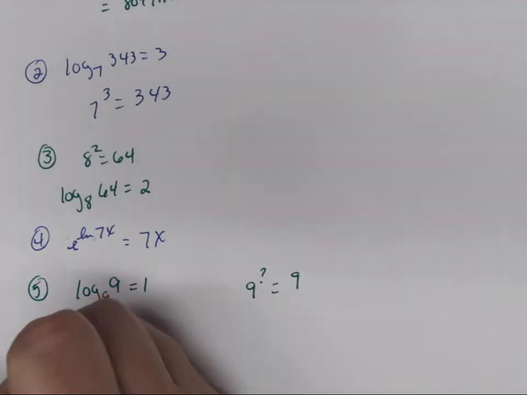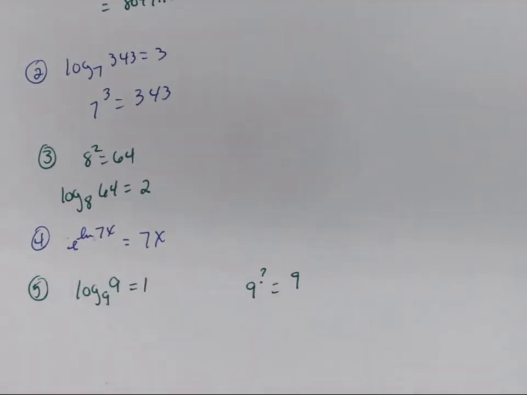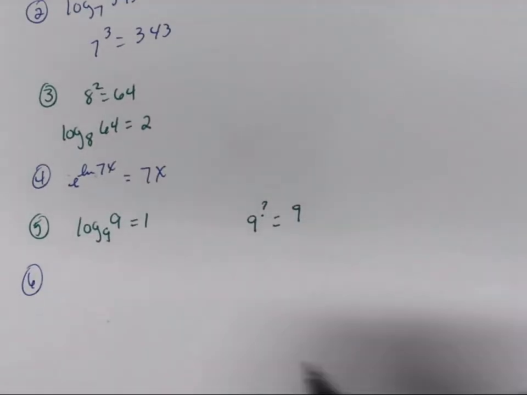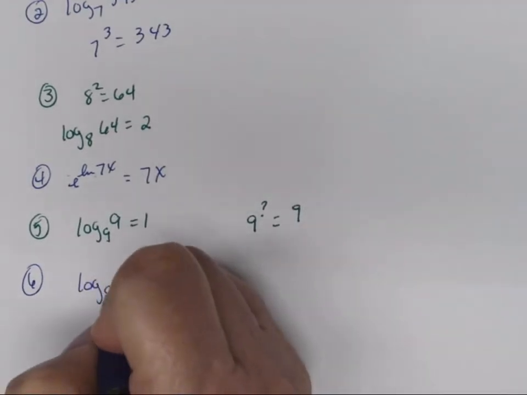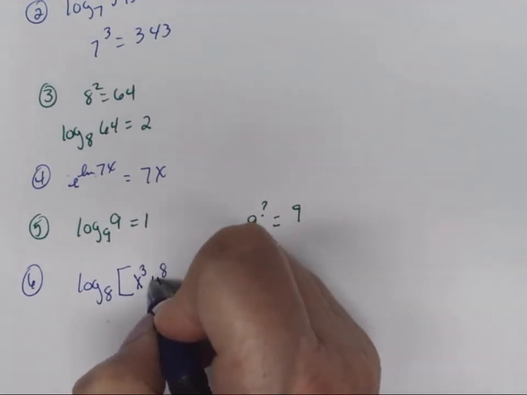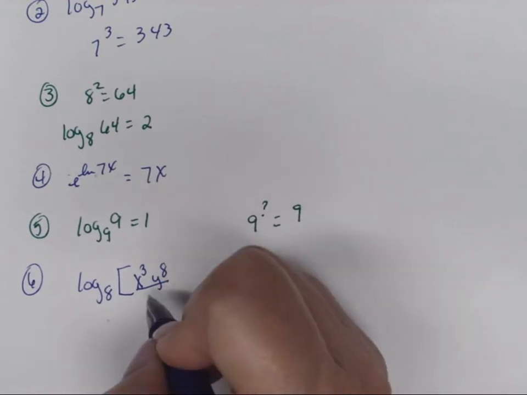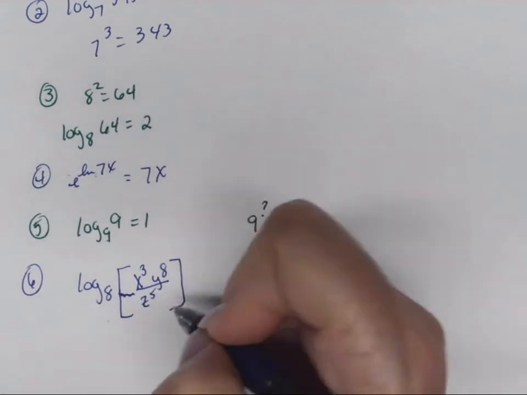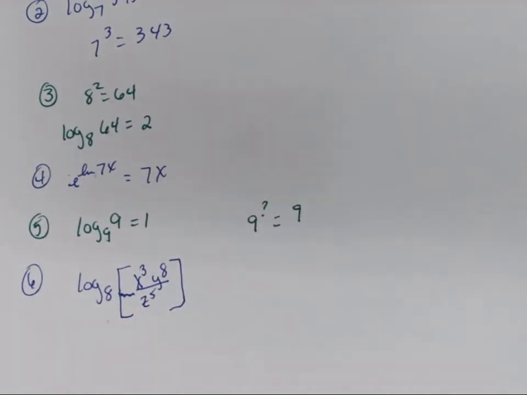All right, let's go look at number 6. So for number 6, we need to expand as much as possible log base 8 of x cubed y to the 8 divided by z to the 5th. I needed to bring this down just a little bit further. I drew it a little too soon. All right. So we want to expand it as much as possible.